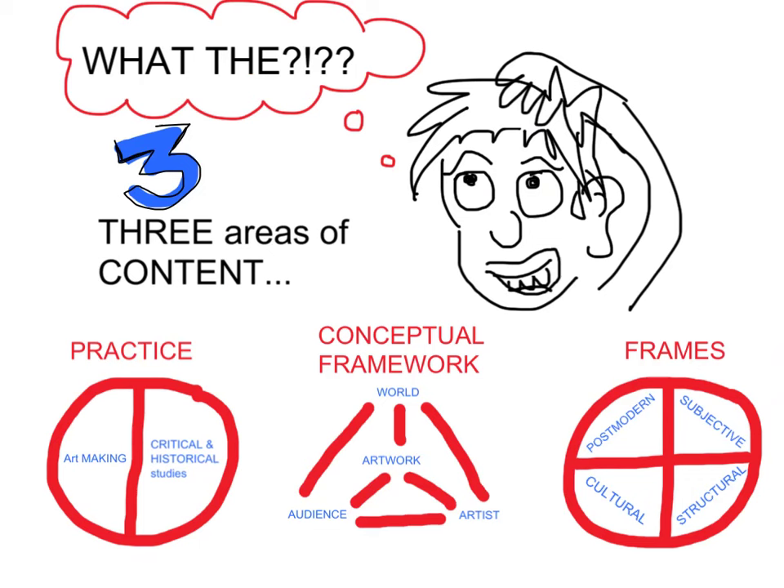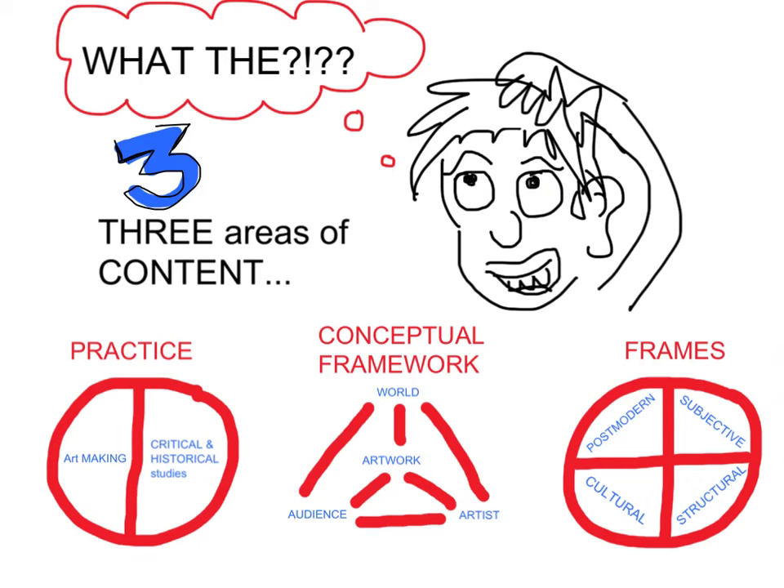Alright, now the second key area of content refers to the conceptual framework. The conceptual framework is concerned with the relationships between the four agencies. The four agencies are called world, artwork, audience, and artist. If we break these up quickly, we can acknowledge that the world is looking at the regional, national, global events that were occurring in the world at the time. This may refer to social status, ideologies, or simply events such as world wars, economic crisis, etc.